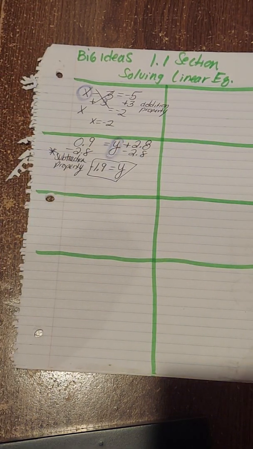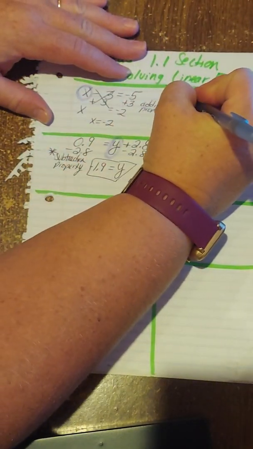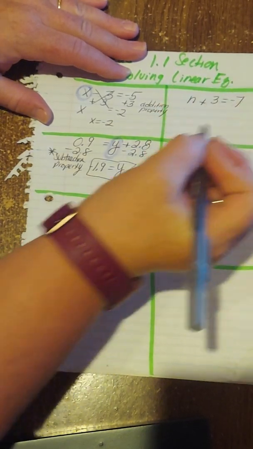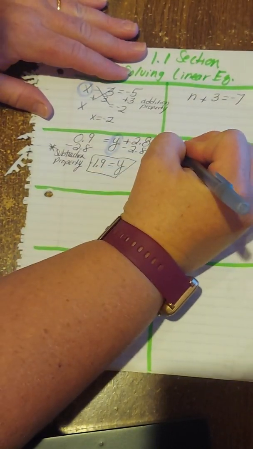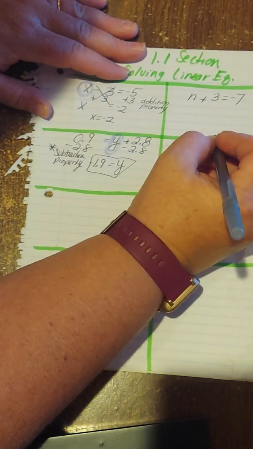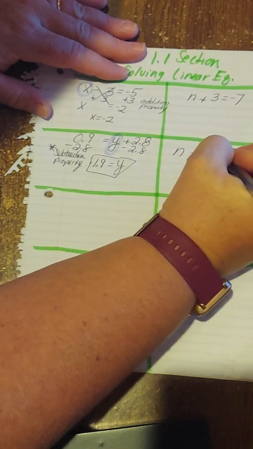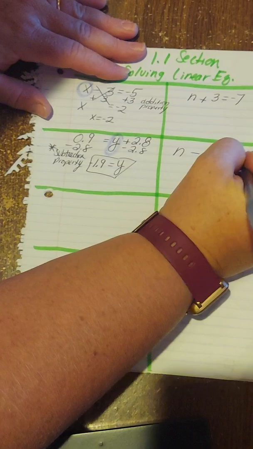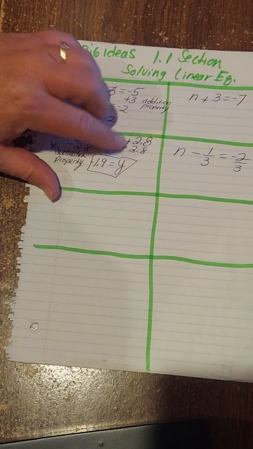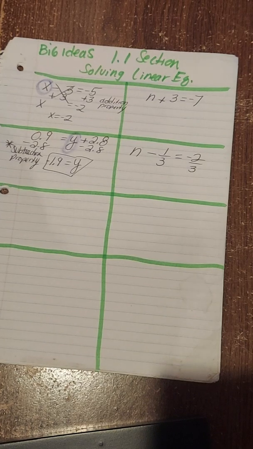Okay. All right, friends, now it's your turn on this side of your paper. Here you go. N plus 3 equals a negative 7. And let's do a fraction here. N minus 1/3 equals negative 2/3. Now, this isn't necessarily the addition and subtraction right next to it, I might have mixed them up on you. In fact, that's exactly what I did.